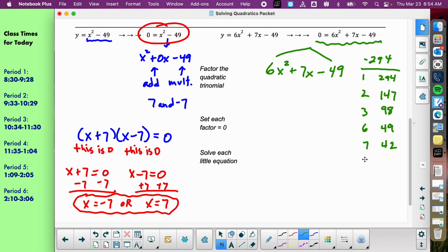Well, they're still not 7 apart. 8. It doesn't seem like it. 9, yes. No, 9 does not because it's 15. 10, no. 11. Oh, now we're getting to big ones.